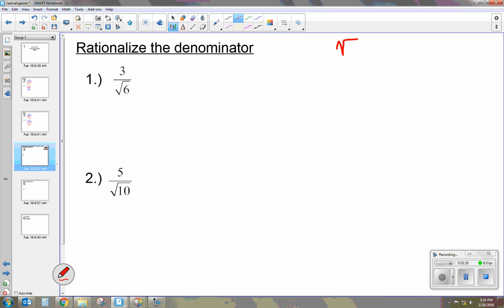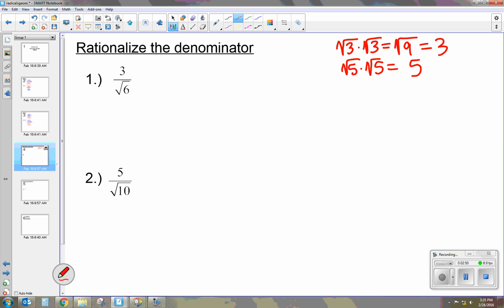So let's say the square root of 3 times the square root of 3 gives us the square root of 9, which is 3. That means if you multiply a radical by itself, it gets rid of the radical and just becomes the number underneath. So the square root of 5 times the square root of 5 just gives us 5. So we can use this concept to get rid of the radical in the denominator.